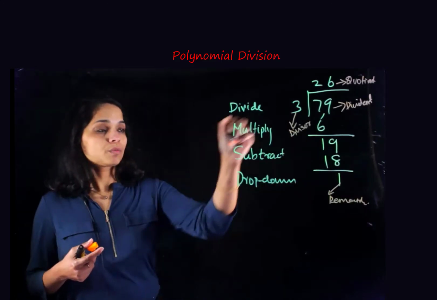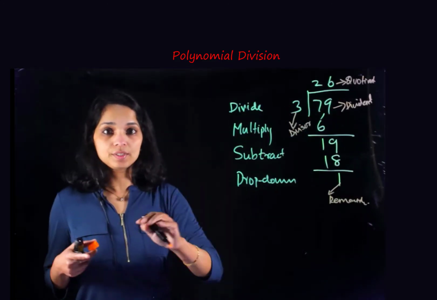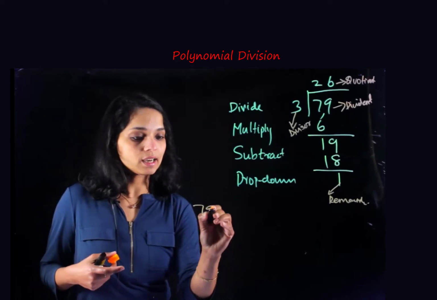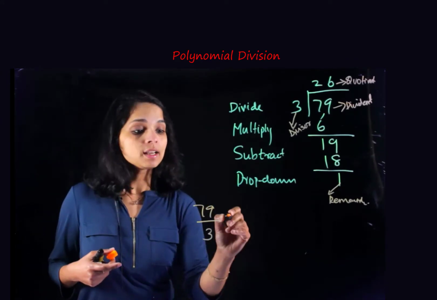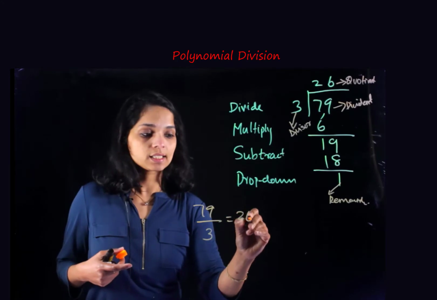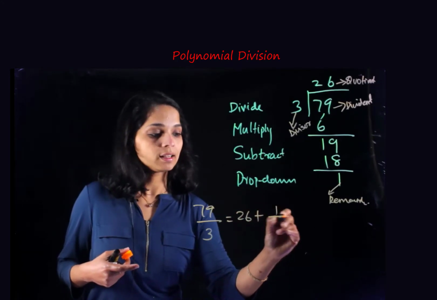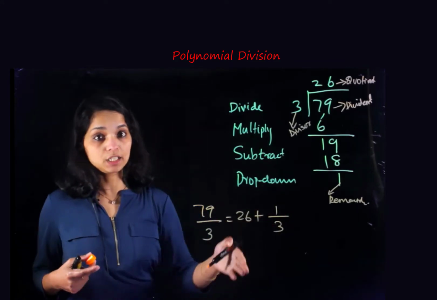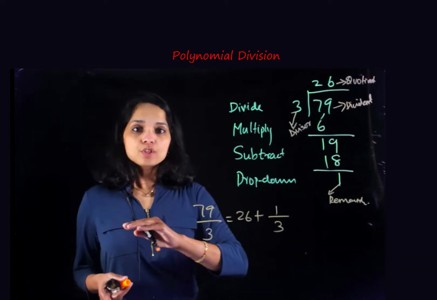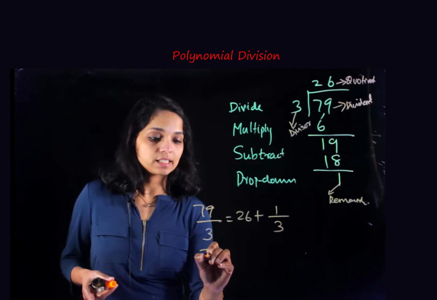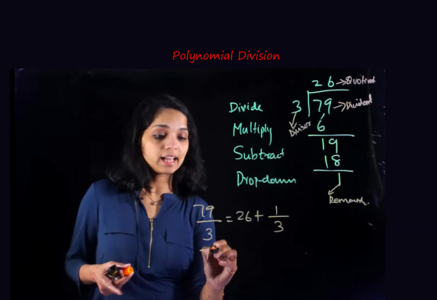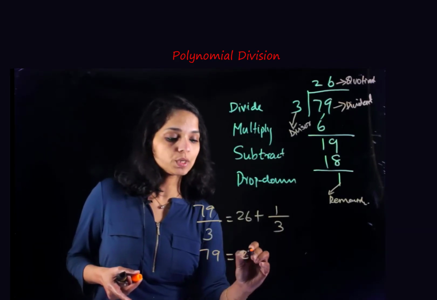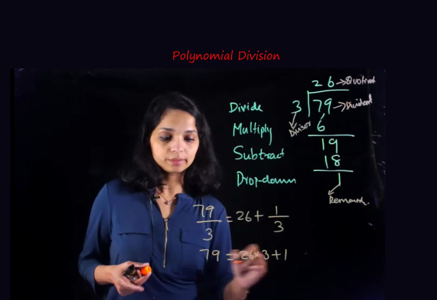So if I write down this whole process as an equation, 79 over 3 is what you have done, and that equals 26 plus the remainder. And the remainder we should always write as 1 over 3 because that number needs to be divided by 3. To simplify this equation, we can multiply the whole thing by 3 and then we'll get 79 equals 26 times 3 plus 1.